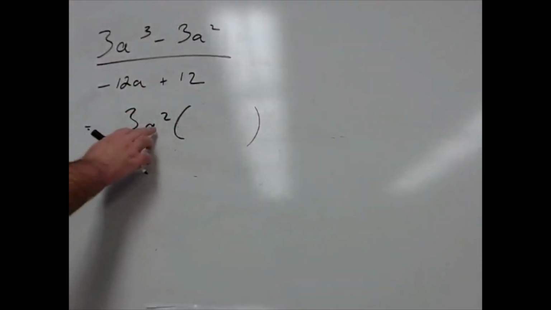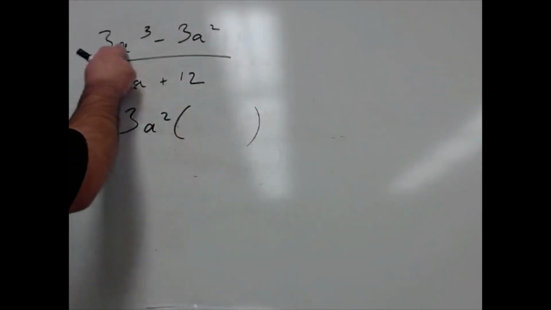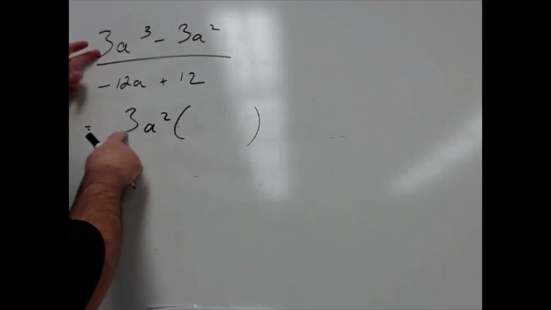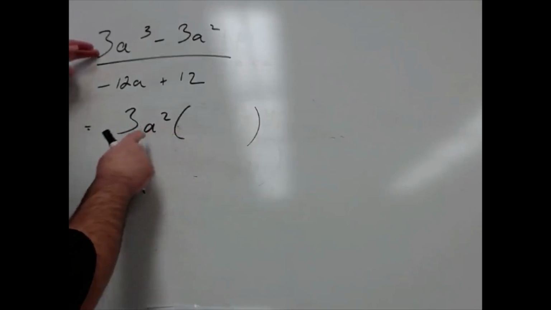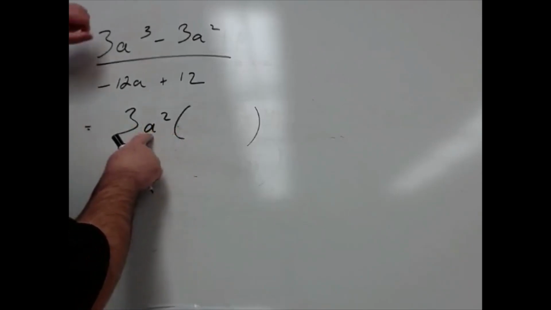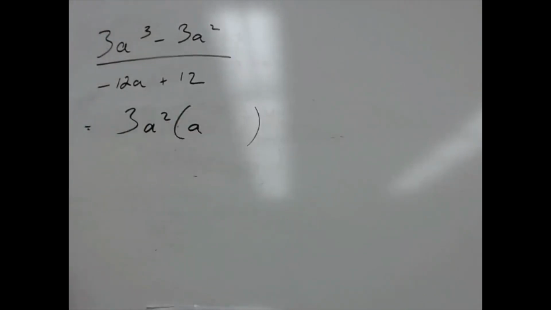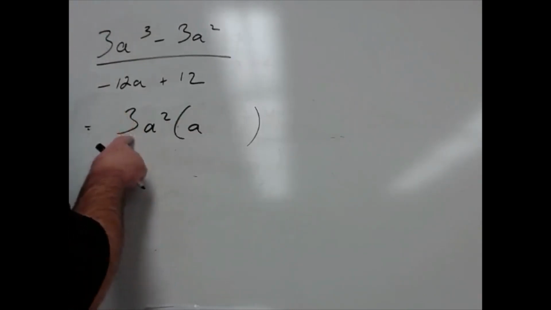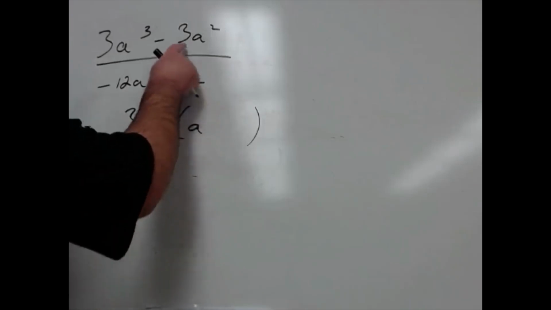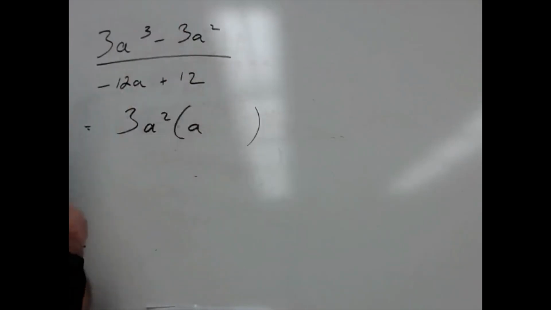3a squared times what gives me 3a cubed? Well, I've got the 3 already, so 3 times 1 gives me 3. I've got 2 a's here, but I need 3, so that tells me that I need another one, another a. And 3a squared times what gives me negative 3a squared? Well, that would be a negative 1.